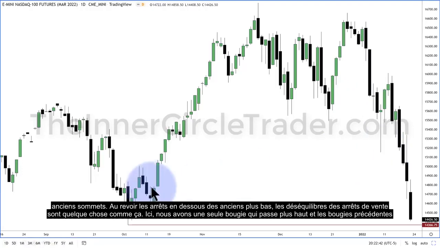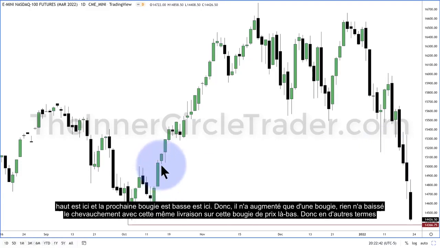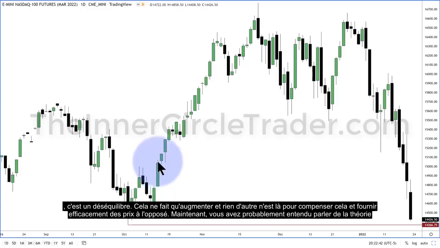Imbalance is something like this over here, where you have one single candle pass higher, and the previous candle's high is here, and the next candle's low is here. So it only went up one candle, nothing moved down to overlap with that same delivery on that price candle there. So in other words, that's an imbalance. It's only going higher and nothing else is here to offset that and efficiently deliver price on the opposite end.